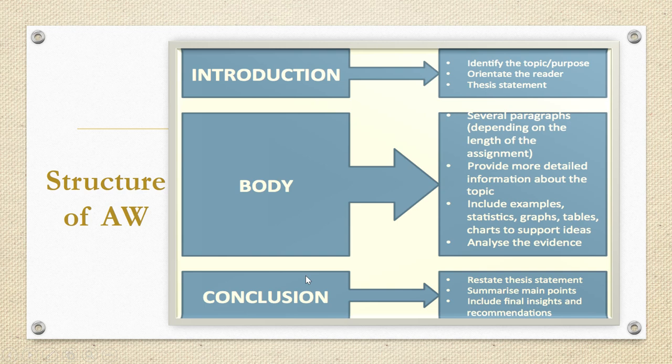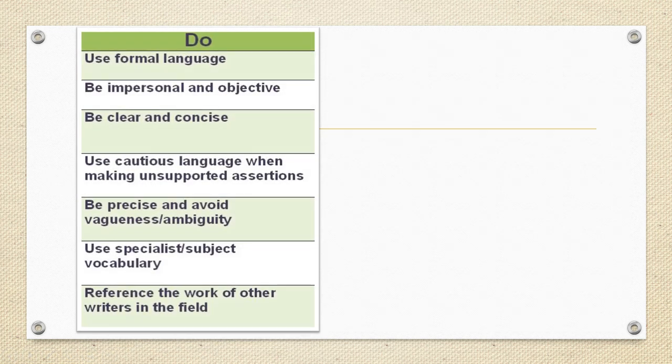Well, now the conclusion. In this, you re-emphasize the thesis statement and summarize all the main points. See, the conclusion should consist of one paragraph which should show the final conclusion to the reader. Now, this is the structure of academic writing. Now, I'll put here some do's. First, what you should do in academic writing is use formal language. Again, I'm repeating the same: you have to be objective, impersonal. You have to be clear and concise.